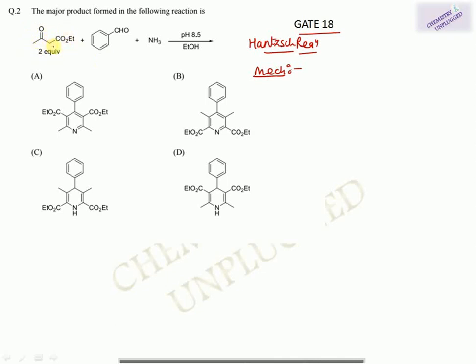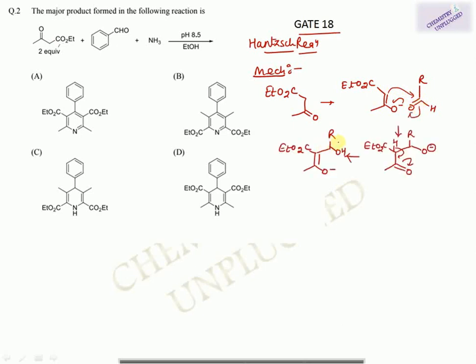So I can write it like RCHO. We have one H here. Then this H will shift and this O minus will be converted into OH. Then in the next step, this charge will shift here and this OH will be removed. Now a second molecule of this beta keto ester will participate in this reaction and it will show a Michael addition reaction. So the product will be like this, then it will tautomerize to form a ketone.